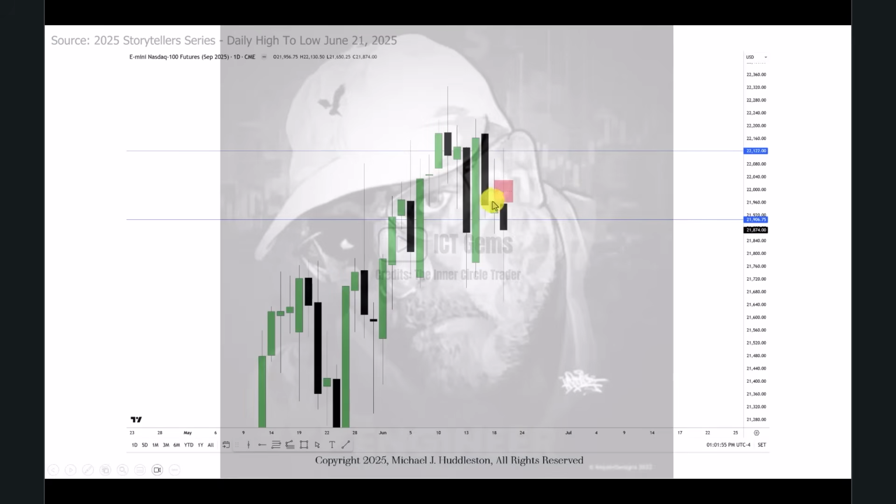and this portion of this wick, so the midpoint or consequent encroachment of it, to its close. That was going to be the heart of where the setups that you as students would be able to find, like a silver bullet, a market maker buy model entry, a market maker sell model entry, a unicorn setup, that type of thing. That high is Wednesday's daily high.